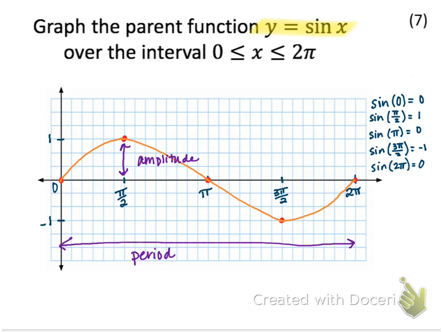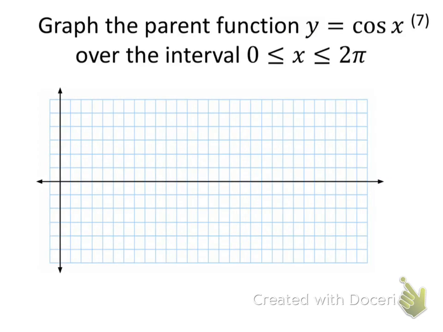So now that we have our sine curve graph, let's go ahead and graph the cosine curve. Once again, we want to do this over the interval 0 to 2 pi. So we can scale our graph exactly how we scaled it for our sine curve. We can start at 0. In the middle of 0 and 2 pi is going to be pi. Halfway in between that will be pi over 2. And halfway between pi and 2 pi is going to be 3 pi over 2.